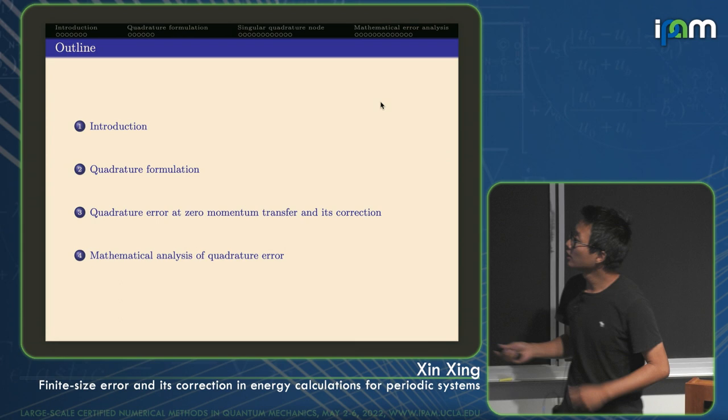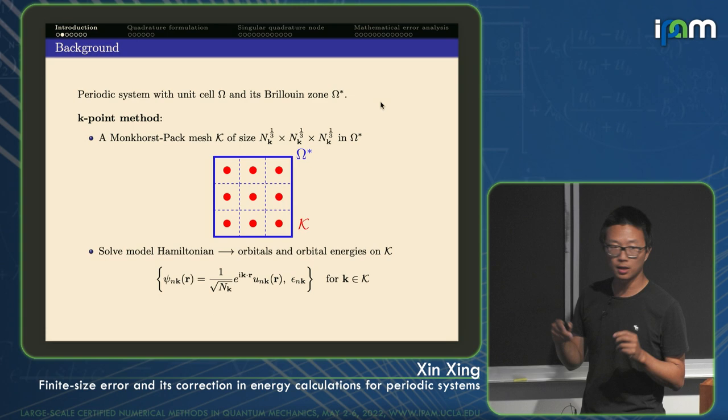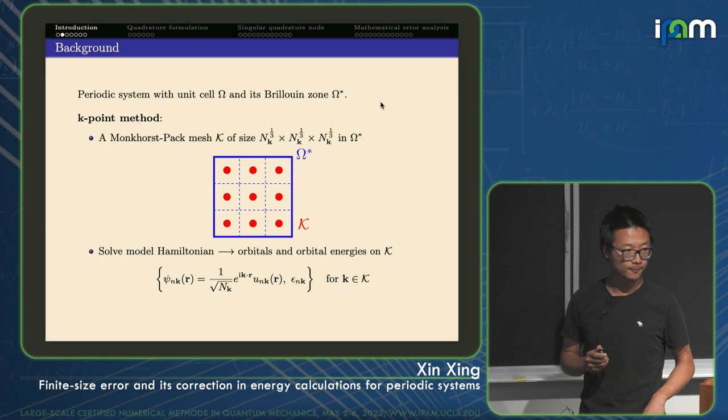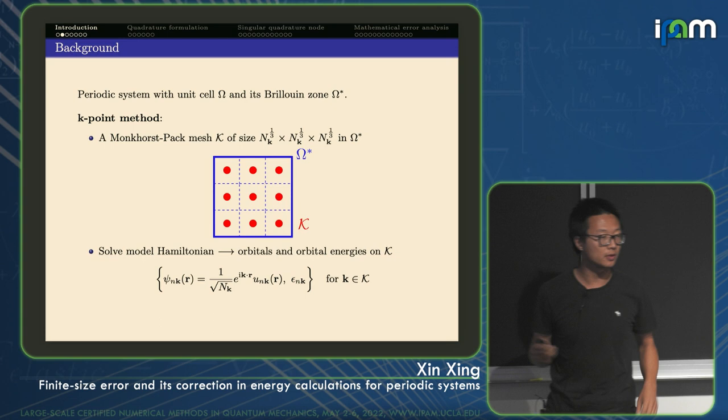We consider an ideal periodic system where you have an infinite number of nuclei that are positioned in the real space periodically with respect to a Bravais cell Omega. And we denote its first Brillouin zone in the reciprocal space as Omega star. So such a system has an infinite number of electrons. So basically, you cannot construct your Hamiltonian directly for the whole system.